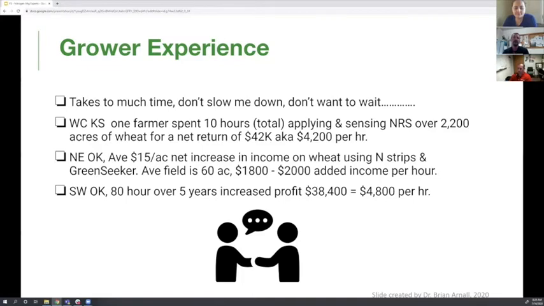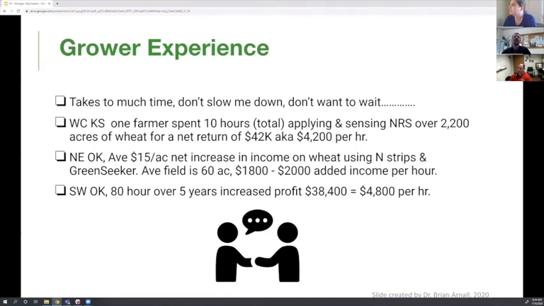Our grower experience. This is just feedback. I've been working with the enriched strip since 2003, so it's getting on several years now. The one thing is it takes too much time. I don't want to deal with it. I don't want to wait on it. That is the one thing we always hear about the enriched strip.